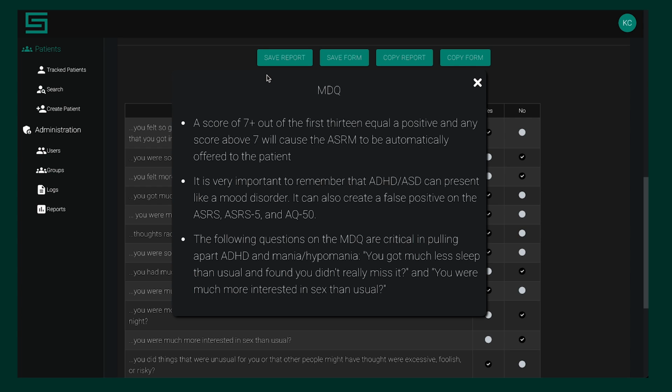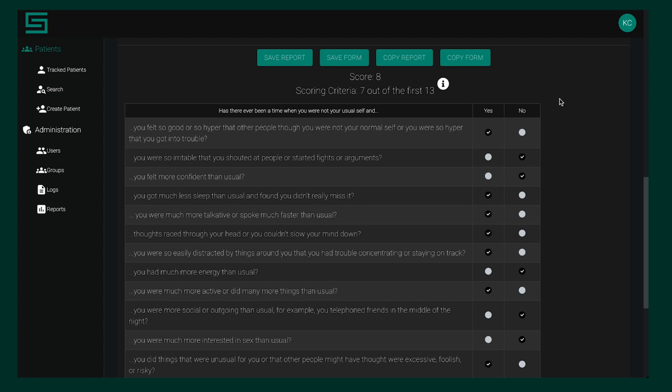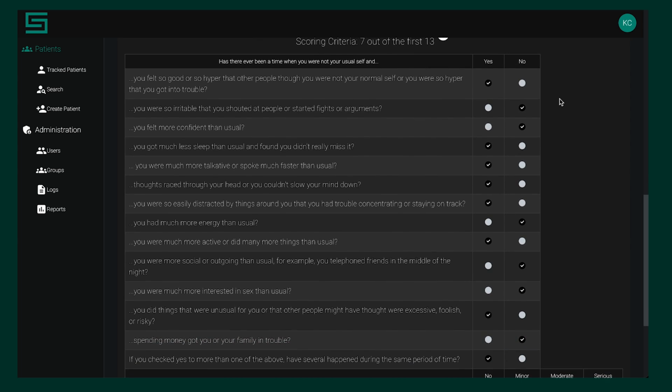So I won't read all of this. I'll let you explore this when you're working with the software on your own. But some things in the MDQ that are important to pull apart is if they were getting much less sleep than usual and didn't really miss it. Oh, Toast said yes. So this is something that we're really going to want to get curious about in session.